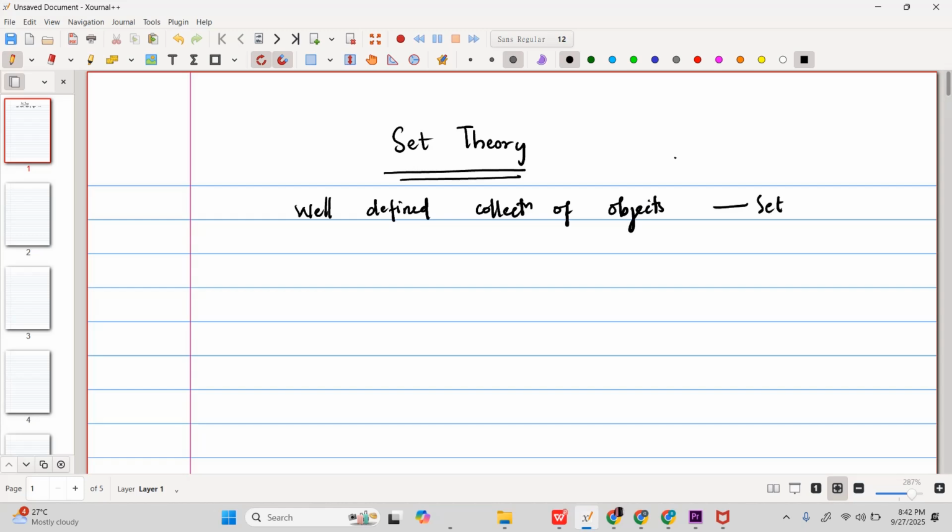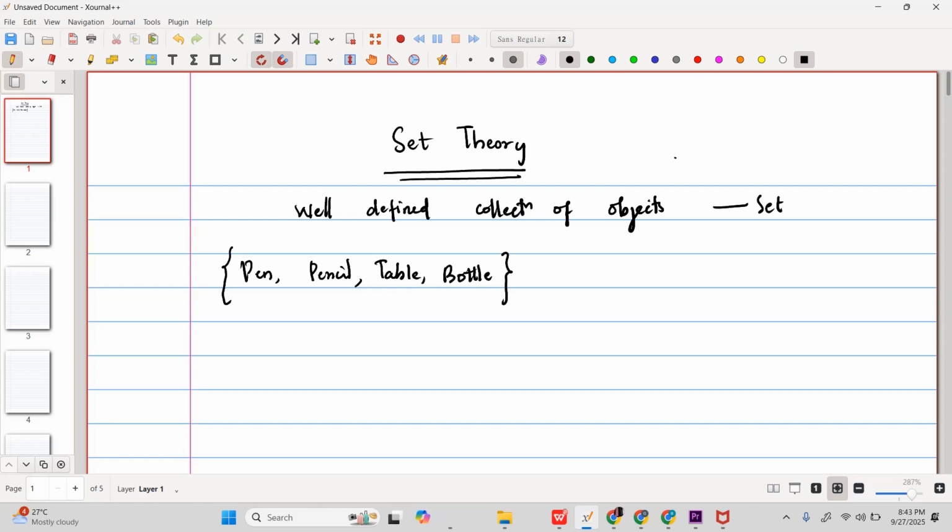Generally, if we want to take some objects, like a pen, which is the first object, a pencil, a table, something like a bottle, which are some objects, right? We are listing these objects by separating them using a comma and starting and ending with a curly bracket. This is the definition of a set.